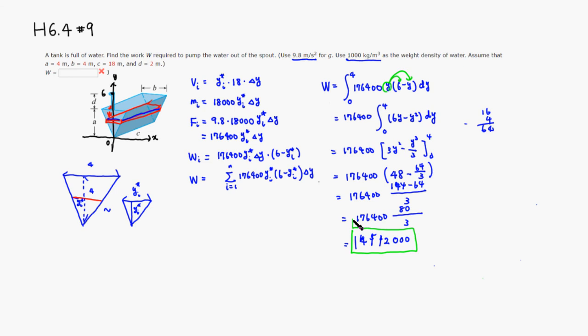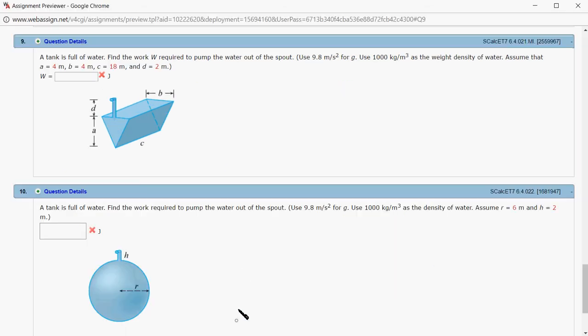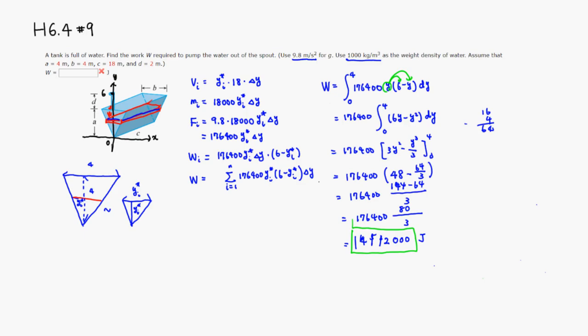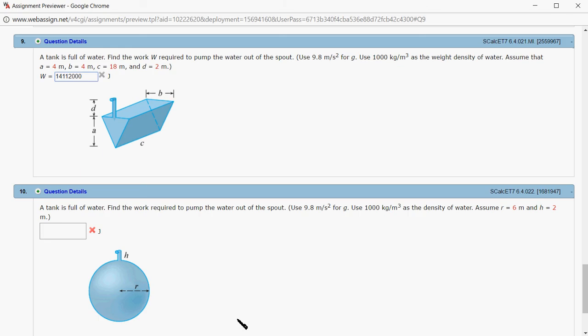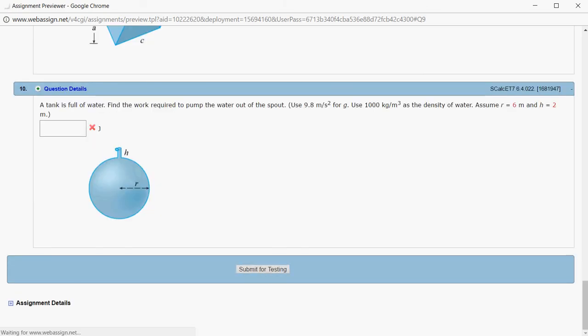Alright, so this is going to be the work, in joules. Alright, so let's type this guy in. So it's going to be, let's see, is it the 14? I forgot it, 1411200. Alright, so let's type it in. Is that right? Alright, 1411200. Alright, so let's go back. Alright, let's submit for testing.